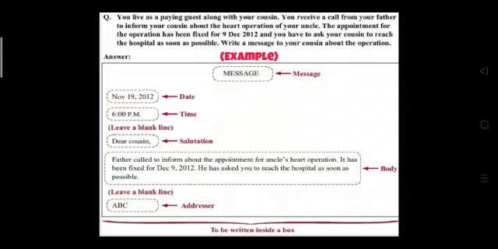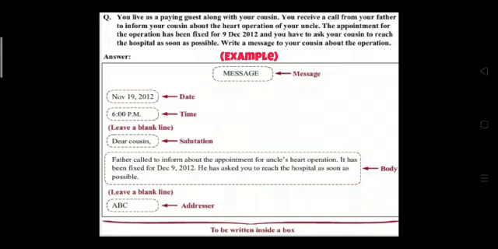After that comes, children, the very important thing, the salutation, to whom you are writing that message. Here in the question, the message is written to the cousin. It is being addressed to the cousin. So here we are writing dear cousin. Then you have to leave one line gap.